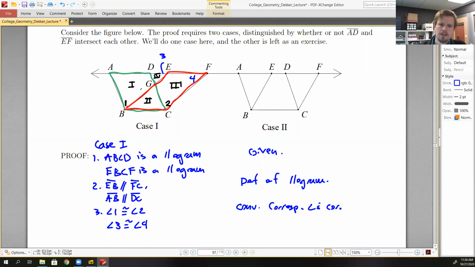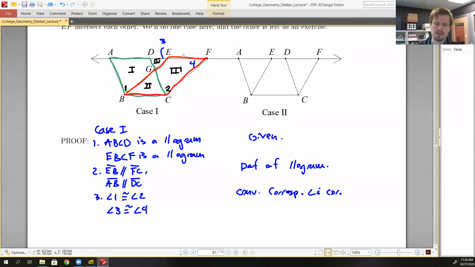Of course, EF is a transversal of parallel lines BE and CF. So those corresponding angles would be congruent. So that's how we get that one. That one's a little bit more immediate and obvious.